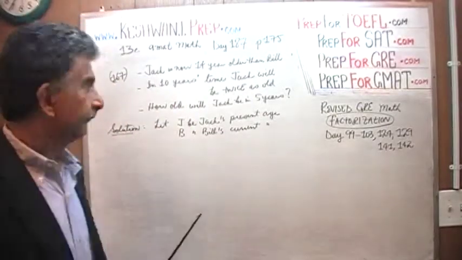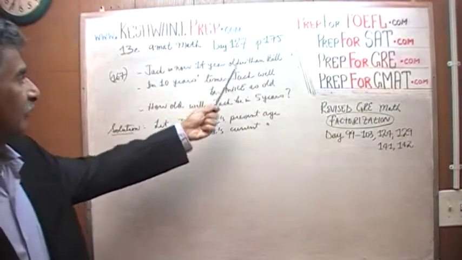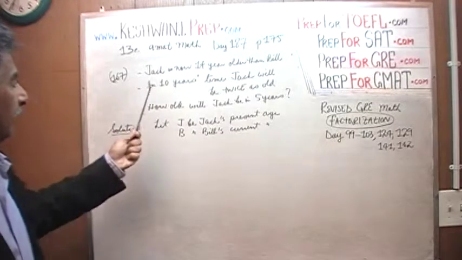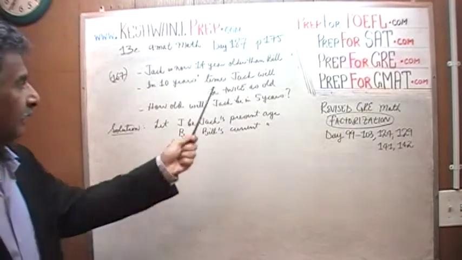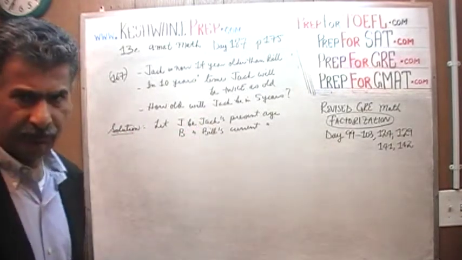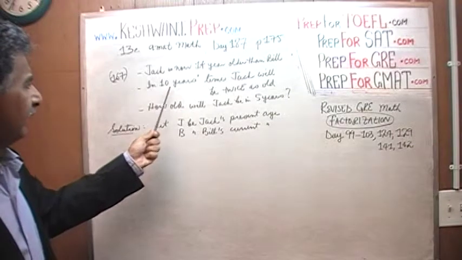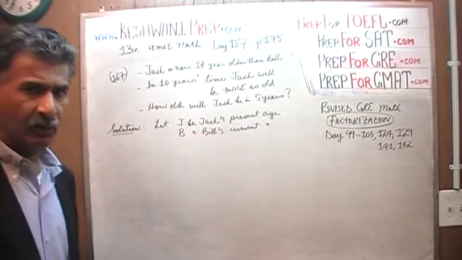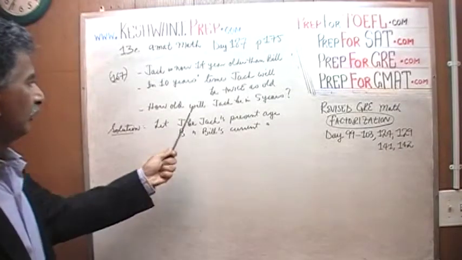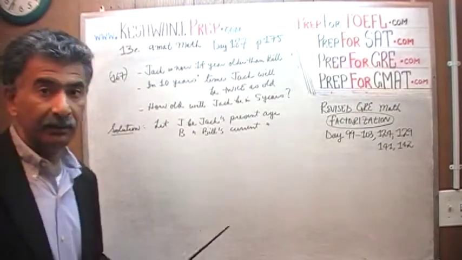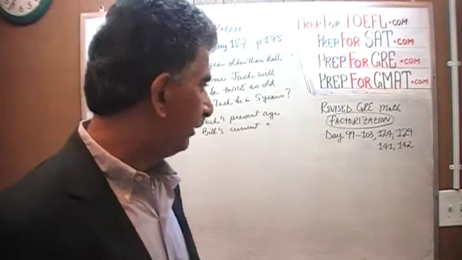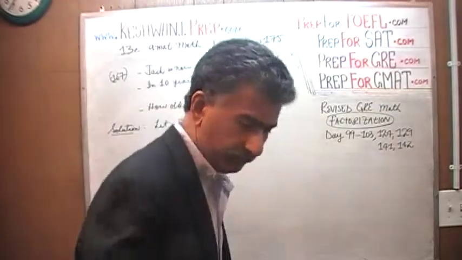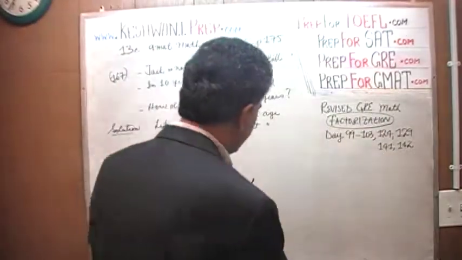Why not? Jack is 14 years older than Bill, we are told. We are told that in 10 years' time, Jack will be twice as old as Bill. The question is, how old will Jack be in 5 years' time? It's an algebra word problem. Let me make a note here before I forget it. Algebra word problems.